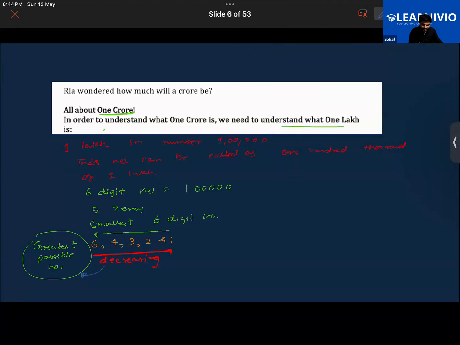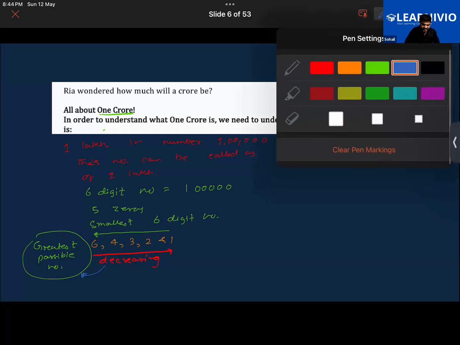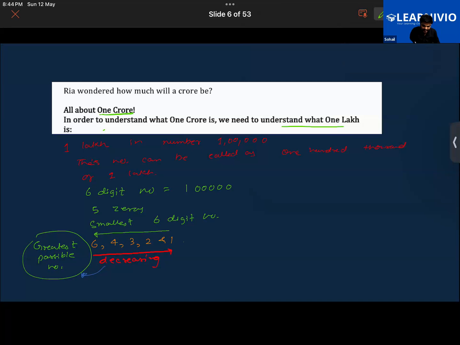Right? So when you arrange the numbers in the descending order, in the decreasing order, you have the greatest possible value. When you arrange the numbers in the ascending order, that is in the increasing order, that will give you 1, 2, 3, 4, and 6. That is the smallest number possible.